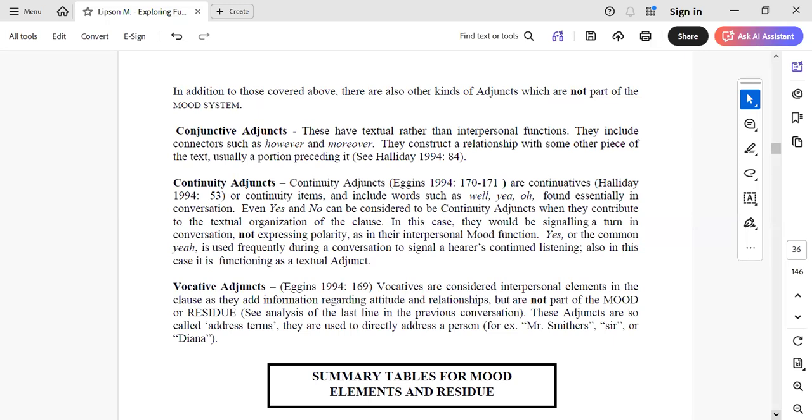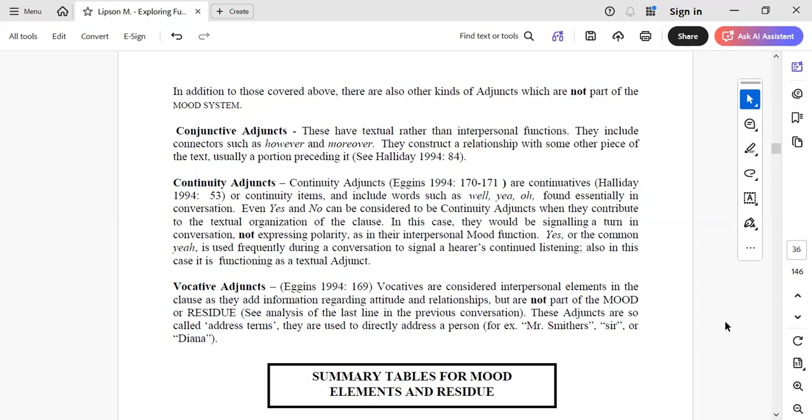See the analysis of the last line in the previous conversation. These adjuncts are so-called address terms. They are used to directly address a person. For example, Mr. Smithers, Sir, or Diana. Now, if I say, Ali, come here, this Ali is a vocative, right? It's not part of the mood system, that is, come here, because we always separate it with commas also, right? So these are just vocatives. And so all of these conjunctive adjuncts, continuity adjuncts, and vocative adjuncts would not fall in the mood system, right?